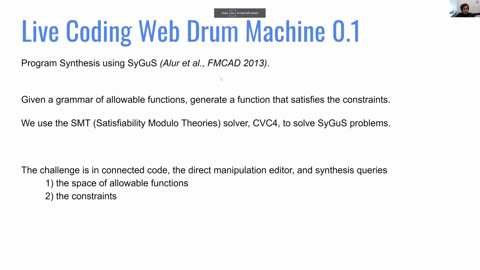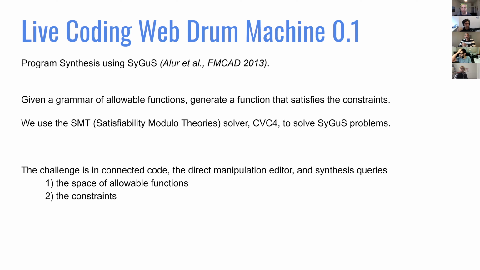Okay, so the code that was being generated was all using as a backend SyGuS, which is syntax-guided synthesis. And syntax-guided synthesis, given a grammar of allowable functions, we want to generate a function that satisfies some constraint. And so we're using satisfiability modulo theories, an SMT solver, CVC4, to solve these problems. And this is really important because by using an SMT solver, which is a separate, modular tool to our front end of synthesis, we don't need to keep changing our front end. Every time that SyGuS synthesis gets better in CVC4, synthesis gets better in our tool as well.